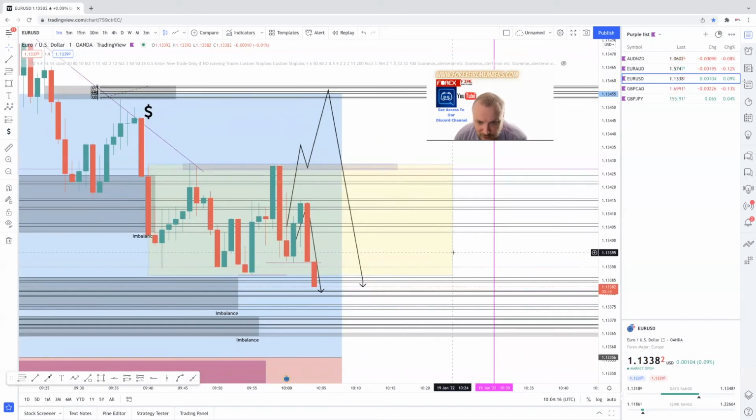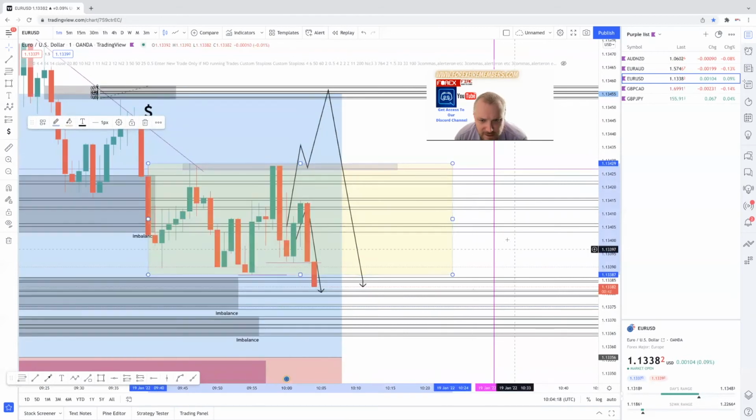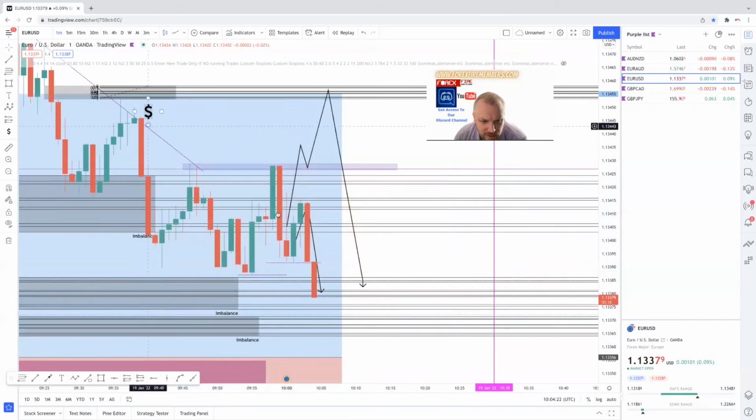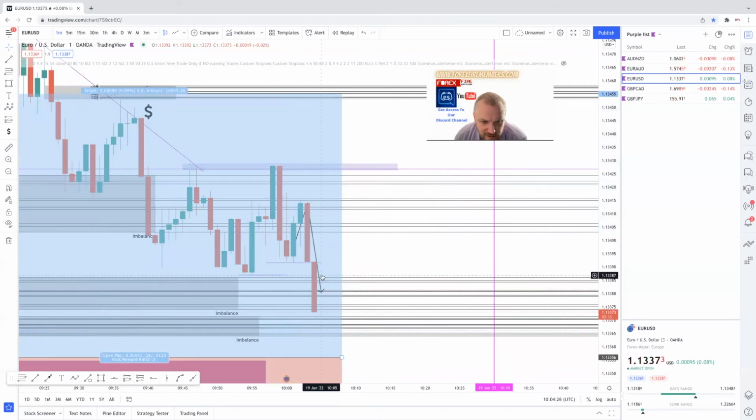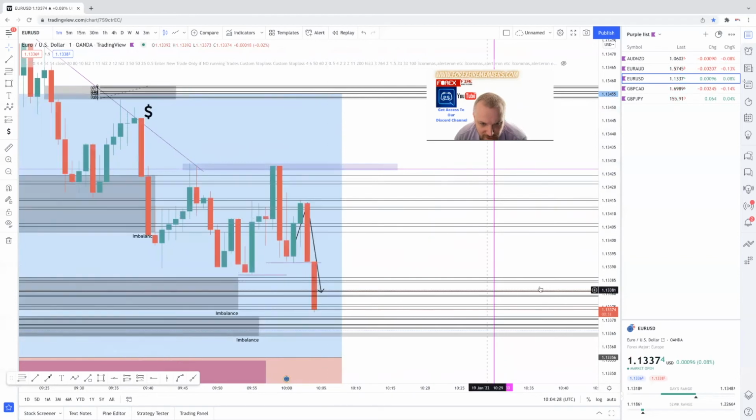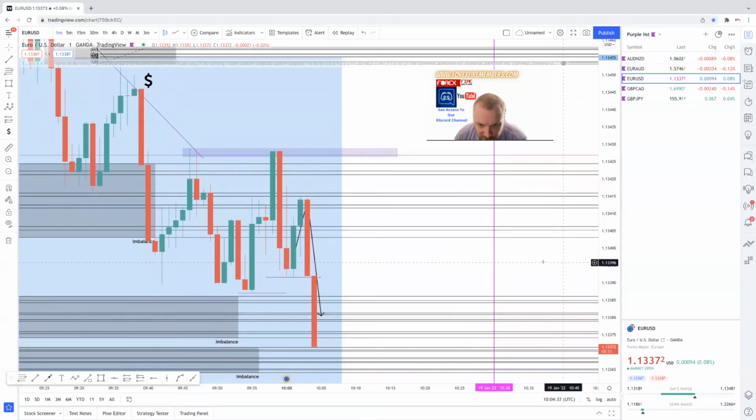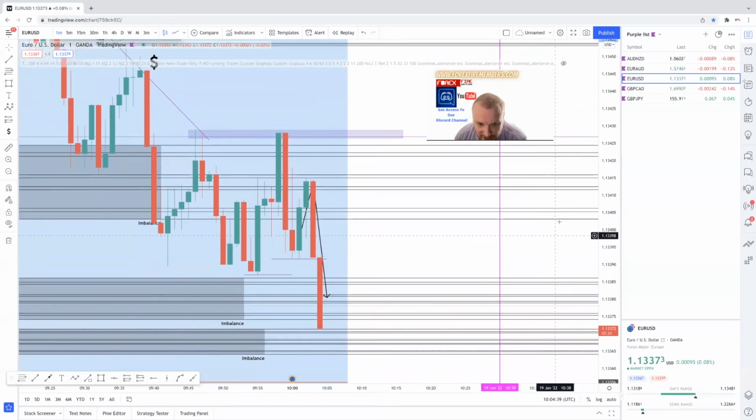There we are now. We've broken out of that. We're coming in to mitigate into the lower end, so we can get rid of that. And it's sort of done the other one that I was expecting. Full mitigation of this imbalance. Look where it's tested, bang on the bottom end of the fire zone. It's coming in to attack the other area now.